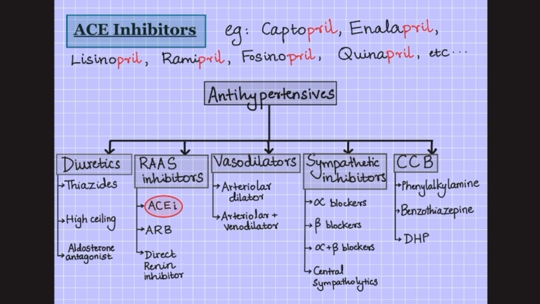Examples of ACE inhibitors include captopril, enalapril, lisinopril, ramipril, fosinopril, quinapril, and so on. So all these drugs end with the word pril.